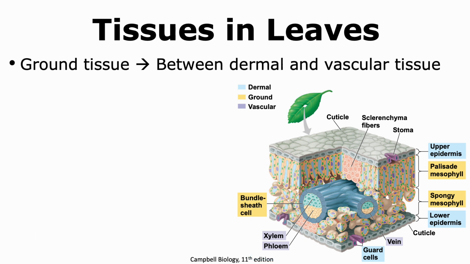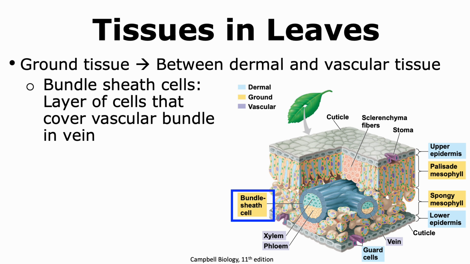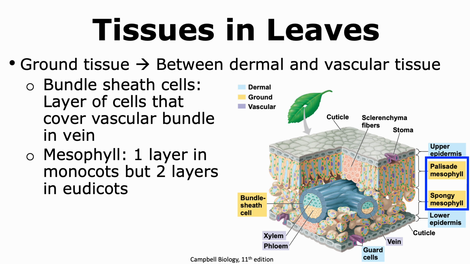Between the dermal and vascular tissue is the ground tissue. The ground tissue can be in the form of the bundle sheath cells, which are a layer of cells that cover the vascular bundle in the vein. The ground tissue can also be in the form of the mesophyll. In the case of monocots, there is one layer of the mesophyll, but in the case of dicots or eudicots, there are two layers of the mesophyll.